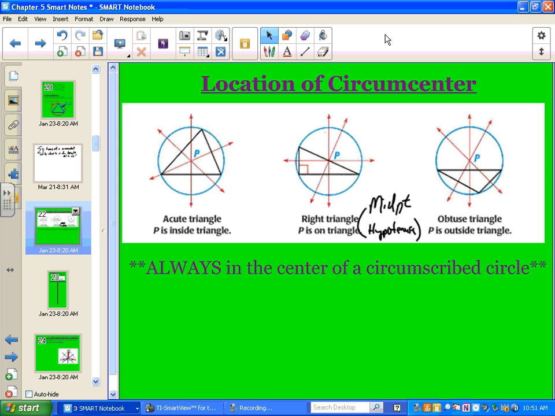Keep in mind that the circumcenter is what with the vertices? It's equidistant from the vertices, right? So if the circumcenter is equidistant from the vertices, then the distance from here to here is the same as from here to here. So that has to be the midpoint also, because it's equidistant to the vertices.